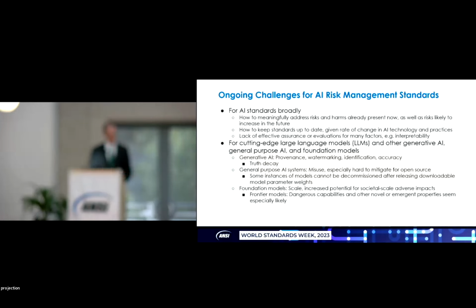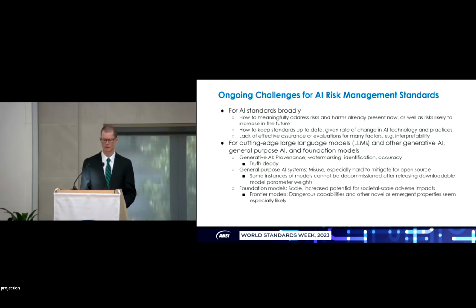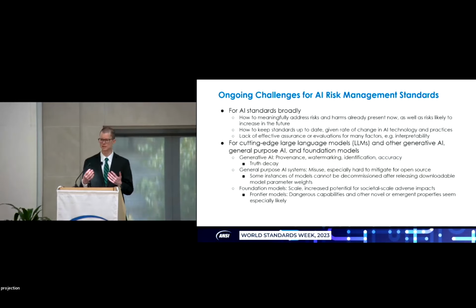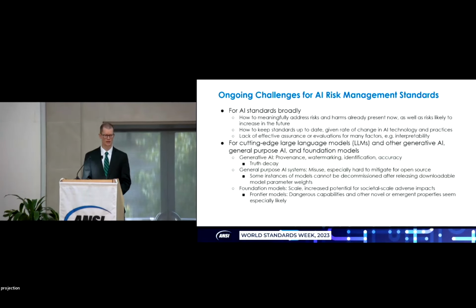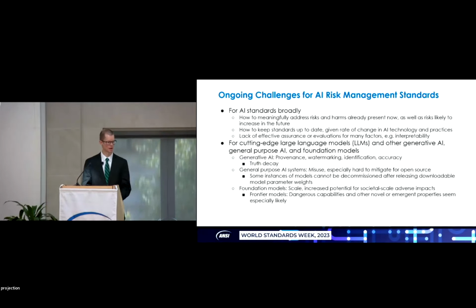Another challenge is lack of effective assurance or evaluations for many factors. For example, interpretability or explainability. As we heard Rohit talking earlier about linear regression and decision trees, and some of these longer standing machine learning and statistical analysis methods, it's often relatively easy to get meaningful explanations or interpretations of outputs or predictions from those types of AI systems. In the case of linear regression, you can actually just look at the line and see the statistical correlation and how the outputs of the AI relate to a specific equation or set of equations.